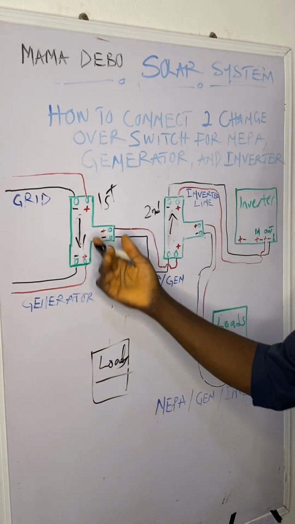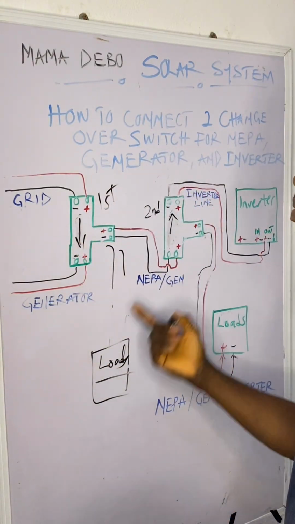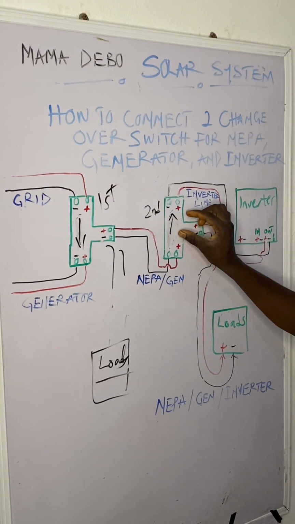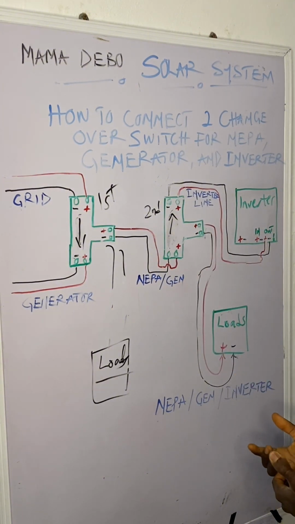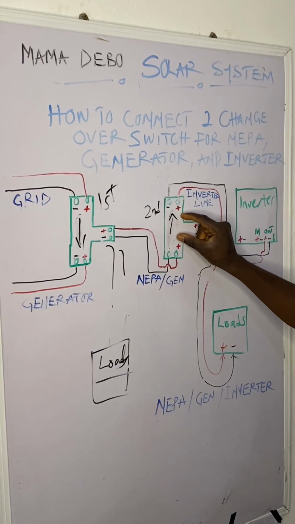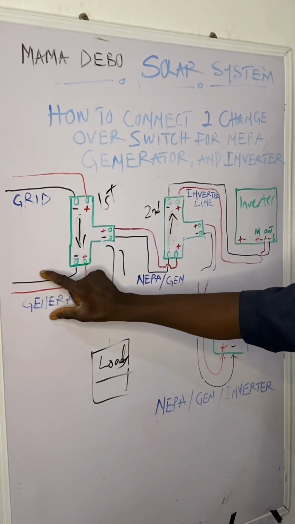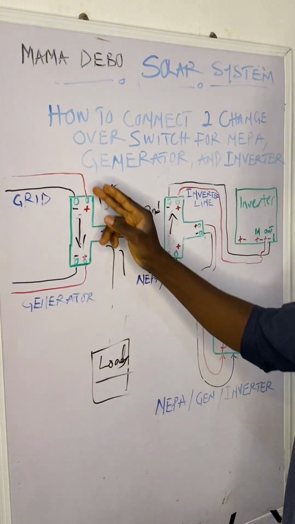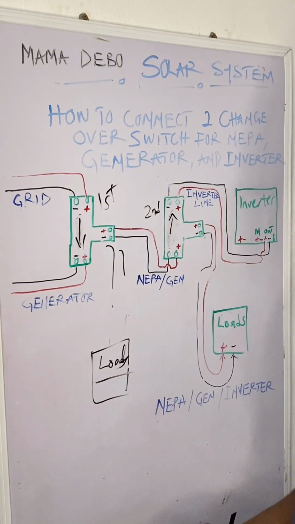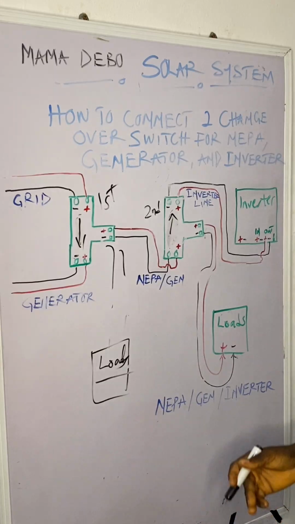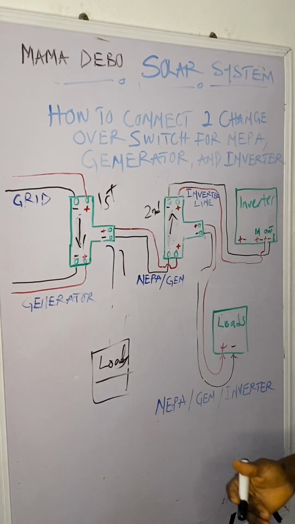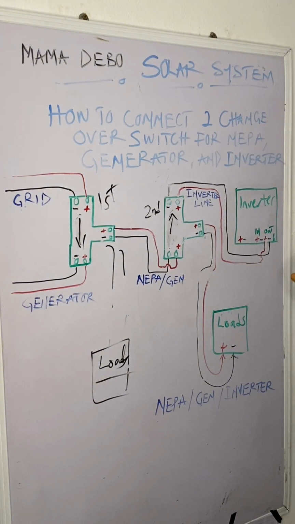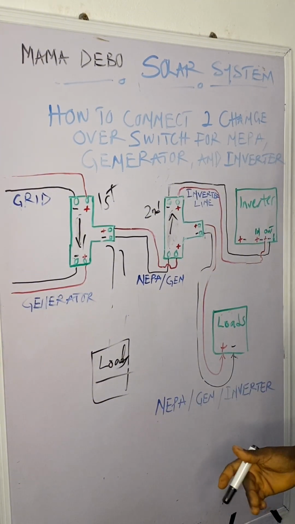This might be at neutral, this might be at up, this might be down. It doesn't affect the system. But if you want to use the inverter, the changeover must go up here. If you want to use NEPA or generator, this changeover must come down, and either of the two that you want to use must go to the right direction. If you are using the NEPA light, you take it up. If you are using the generator, you bring it down. This is how to connect two changeovers during installation of a solar system to serve NEPA, generator, and inverter.